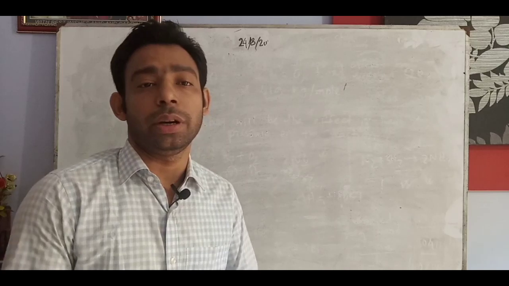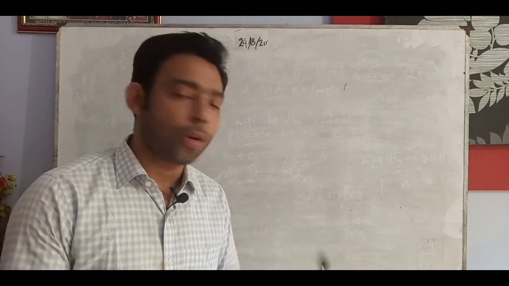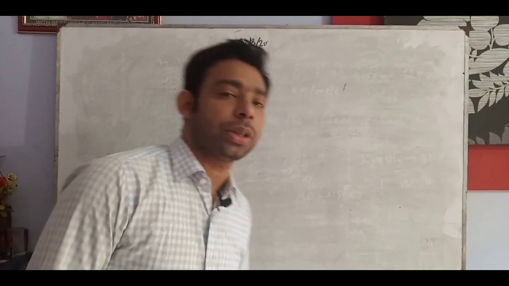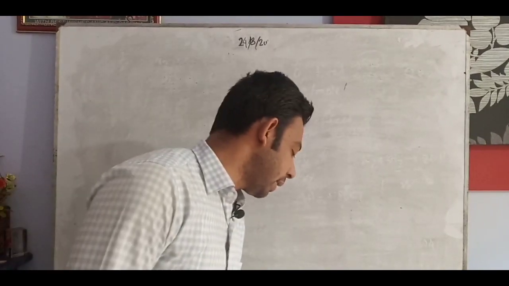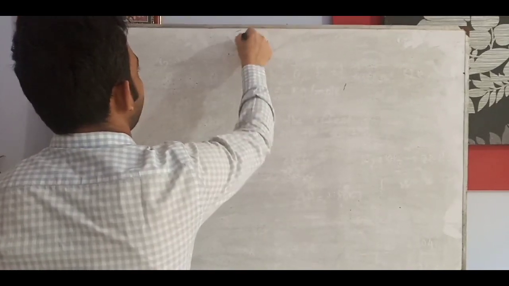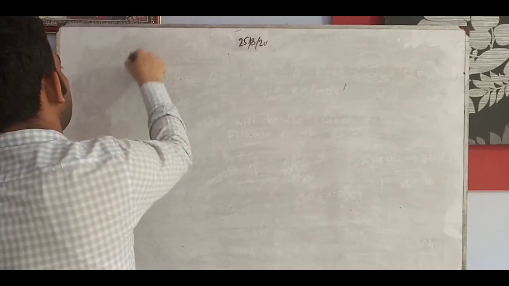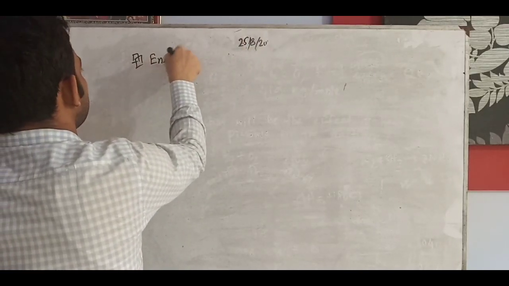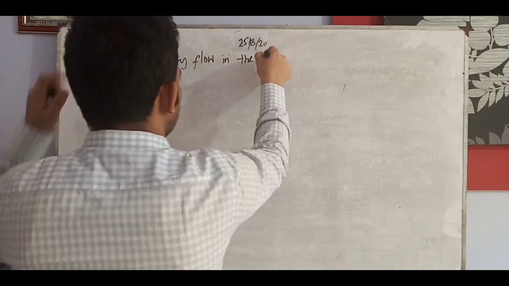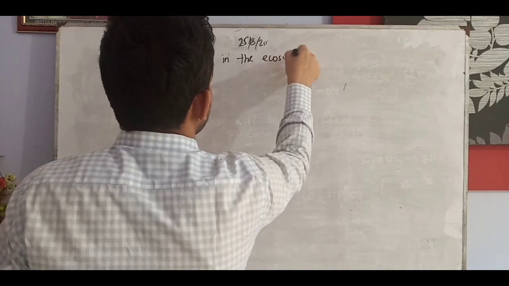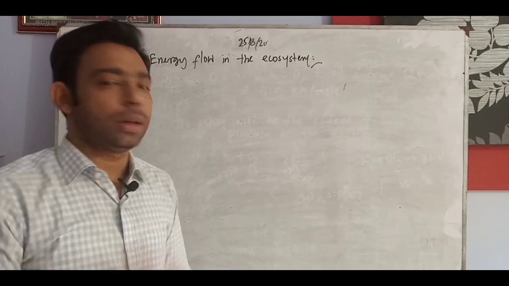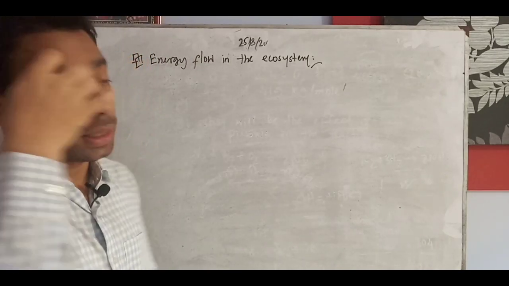We already started chapter 14 and are very near to completing it. Two short topics are left, so we will go through understanding those topics. One is the energy flow in the ecosystem. Energy flow in the ecosystem is one of the very important topics.